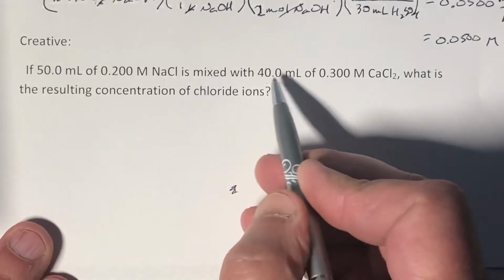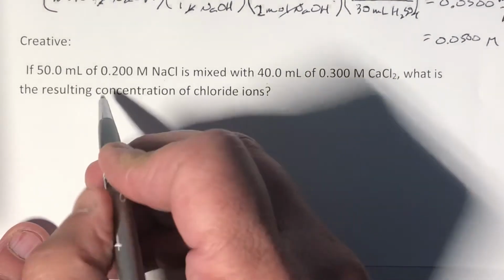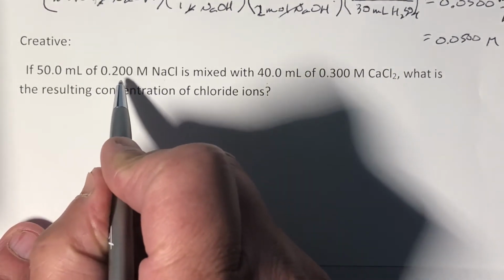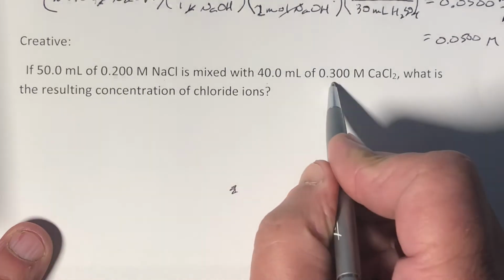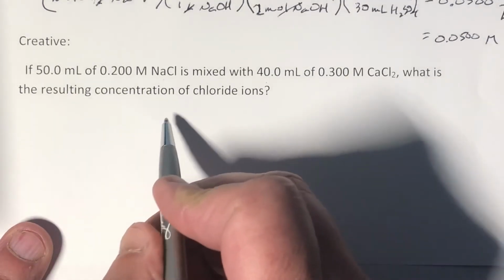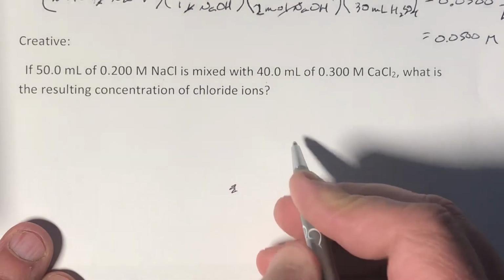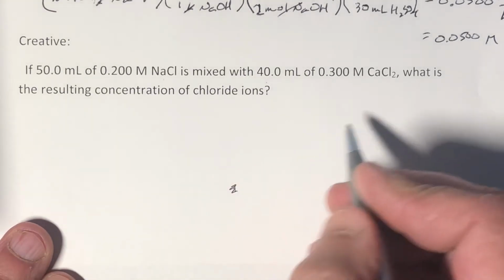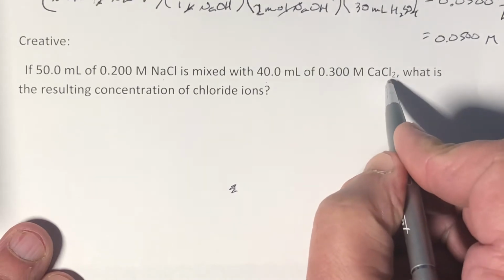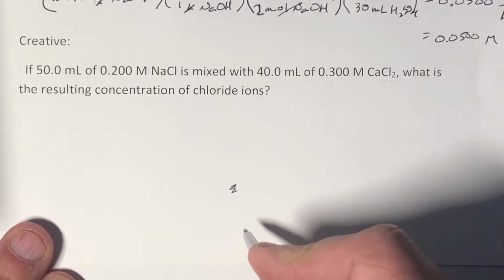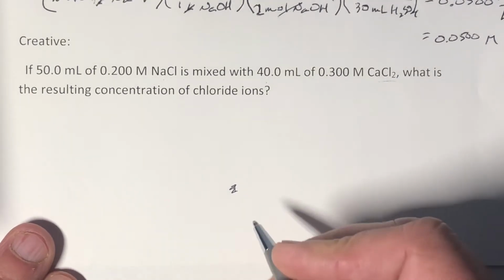Volumes, I've got a 50 and a 40. That'll give me approximately 90 mLs. One concentration is 0.2 molar, the other concentration is 0.3 molar. Hopefully it's obvious that I can't just add those. I can't say, oh, 0.2 and 0.3, the new concentration will be 0.5. It doesn't work that way. And then just to mix things up a little, this calcium chloride has 2 chlorides for every calcium chloride.